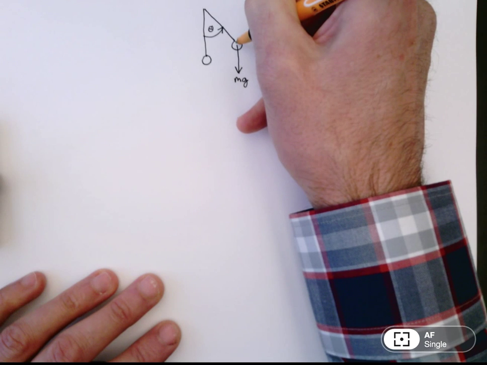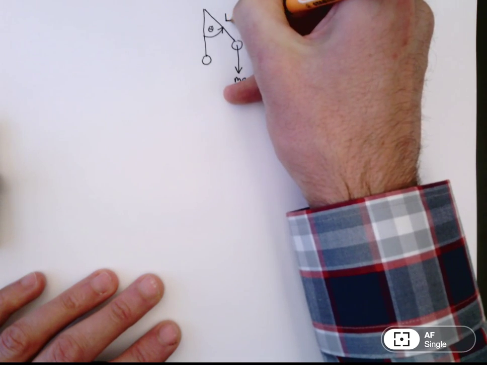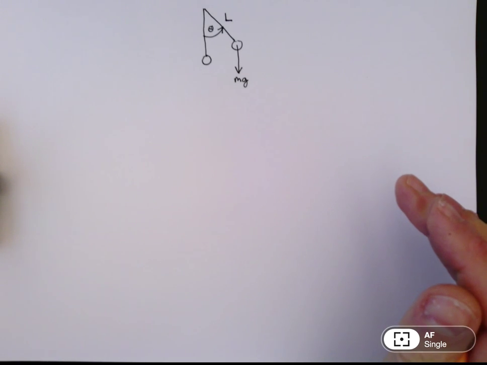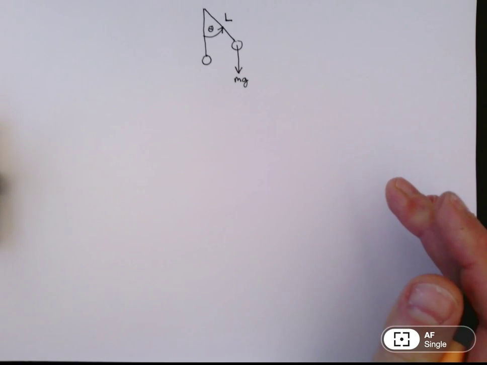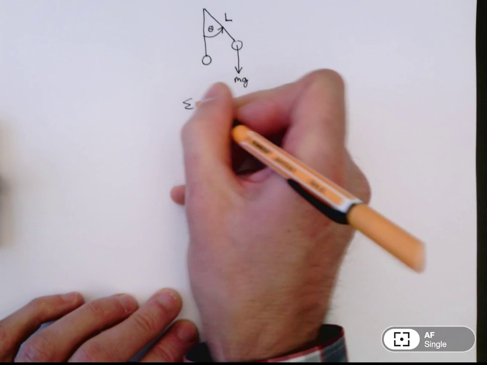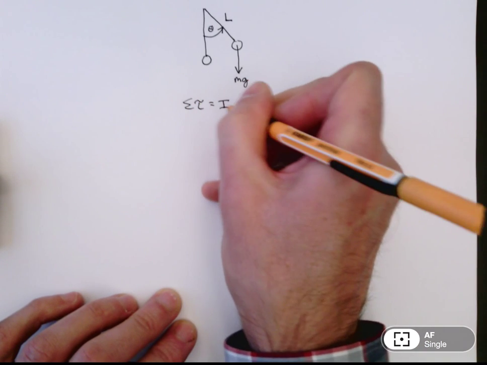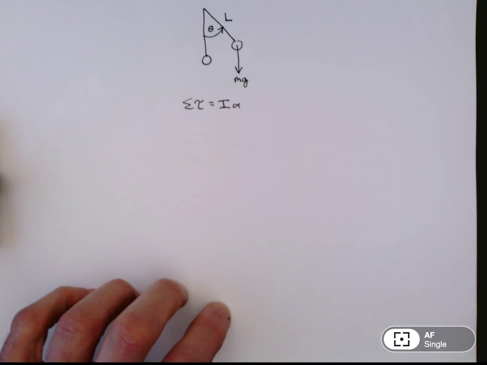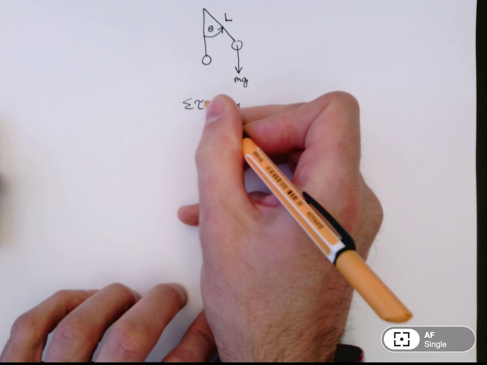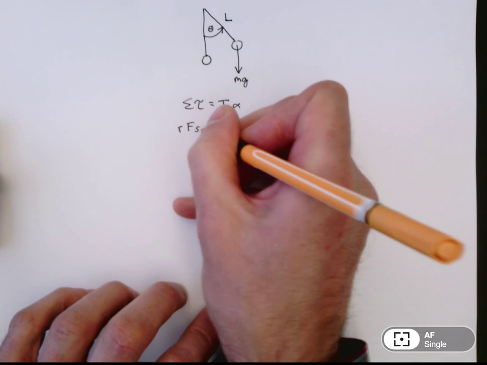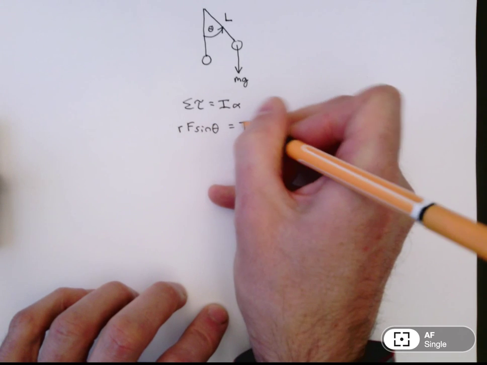And let's give a label to this here. The string has a length that we'll call L. So this is a situation that I mentioned where we're really dealing more with rotation than linear motion. So instead of starting with net force equals ma, we're going to start with net torque equals I alpha. We're going to have to replace net torque with something. If you remember, torque is equal to r F sine theta.